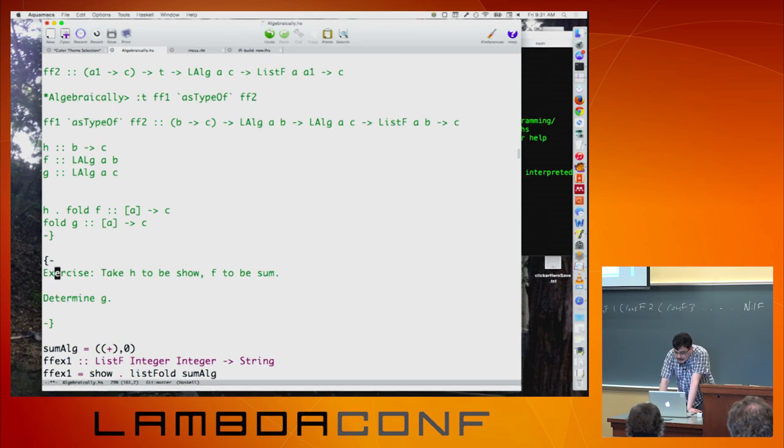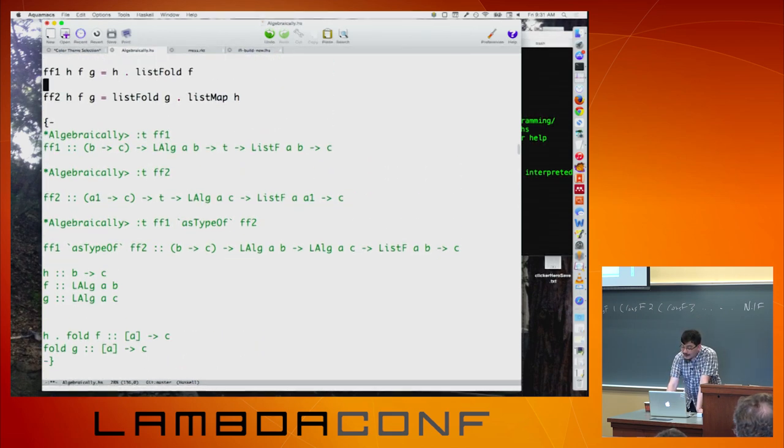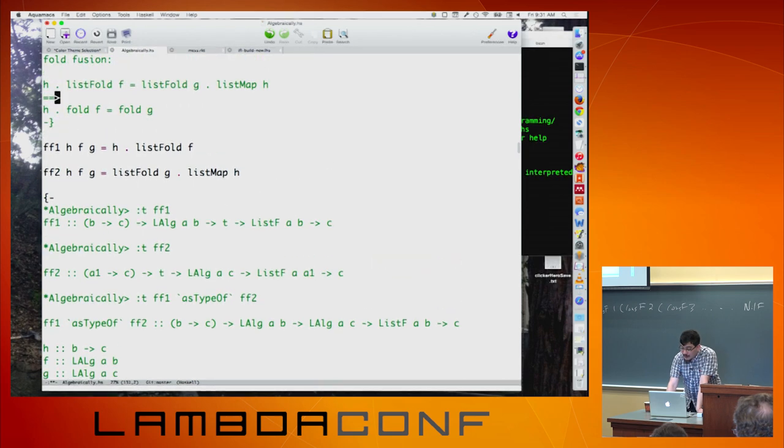So here's, this is sort of a stupid one, but it shows the principle. It's nothing you'd actually want to do in practice. It's a slightly non-trivial exercise. So if people want to work through this, it's actually a real exercise, which is, look at this law that I've given you right here. Take H to be show, F to be sum, and write the unique function G such that it obeys this law, right?